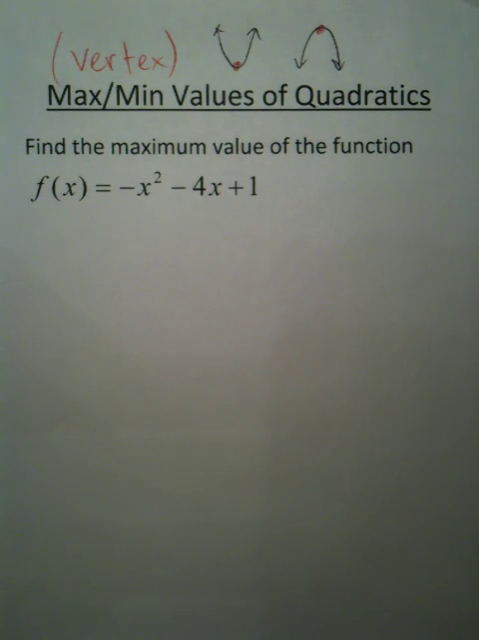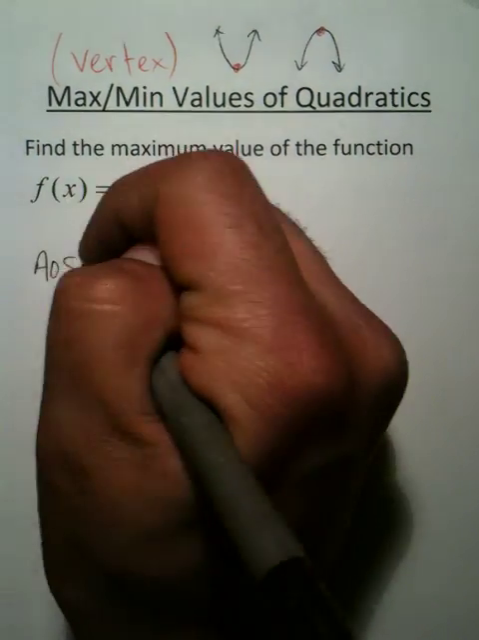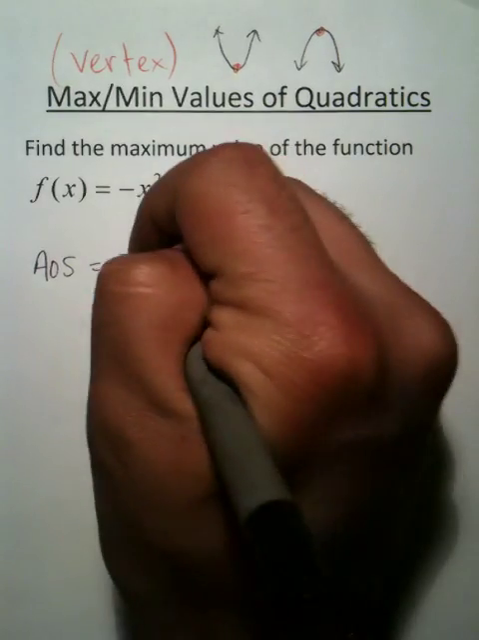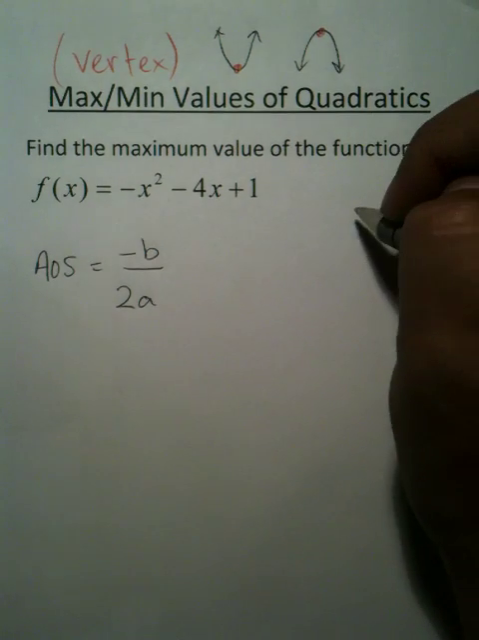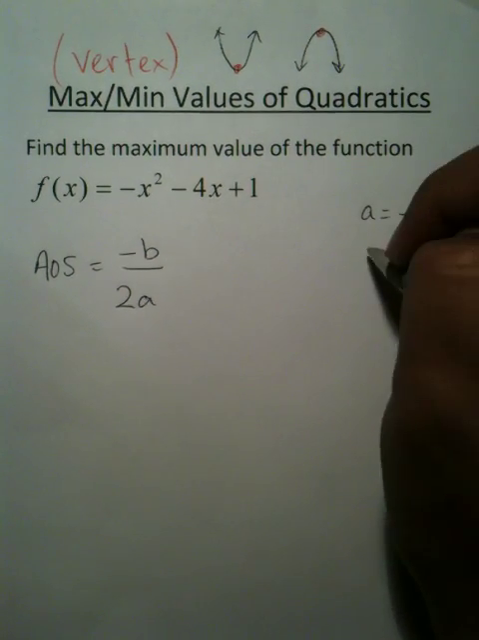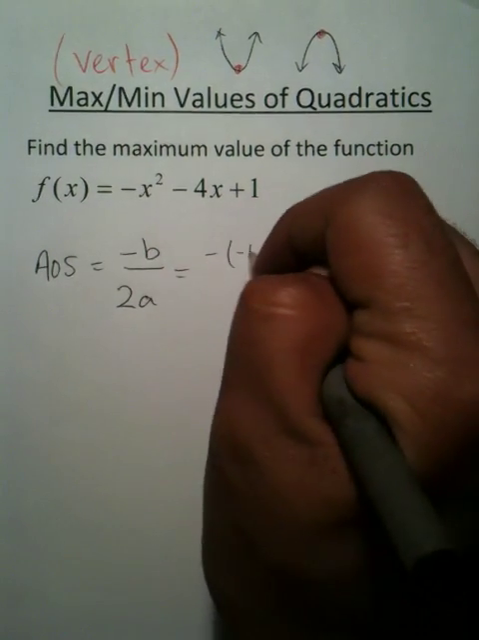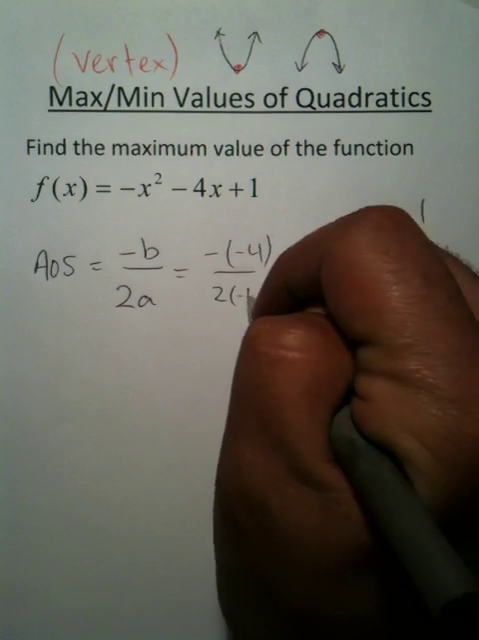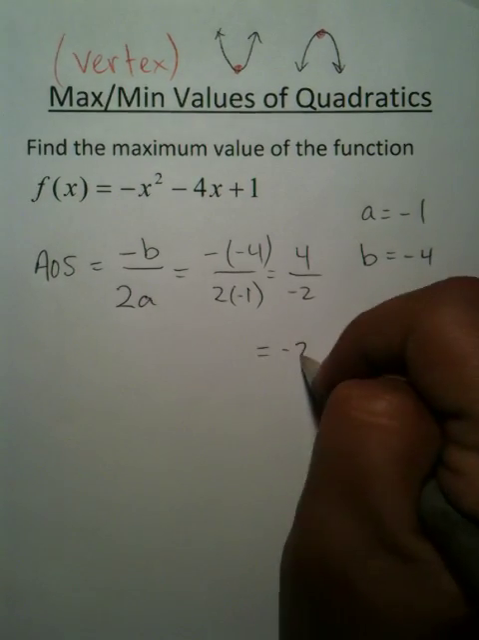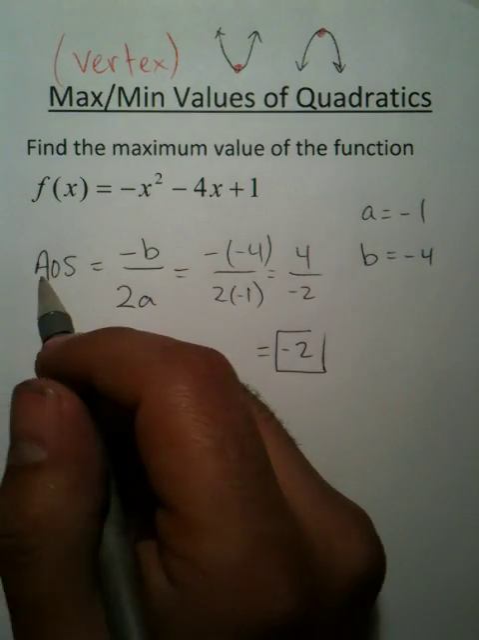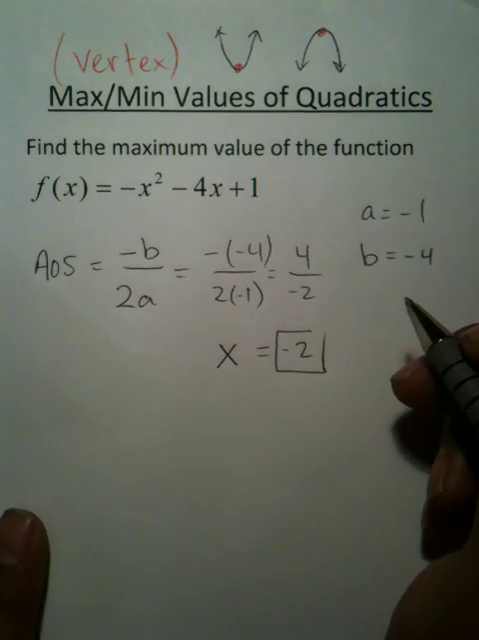So how do you find the vertex when just given a formula? In one of my other videos I talk about the axis of symmetry. Well, that's necessary. So you need the formula negative b over 2a. In this function, a happens to be negative 1 and b happens to be negative 4. So you're going to take those and plug those in. Negative negative 4 all over 2 times negative 1, which is positive 4 all over negative 2, which is negative 2. Okay. So the axis of symmetry is technically the x value of the vertex.